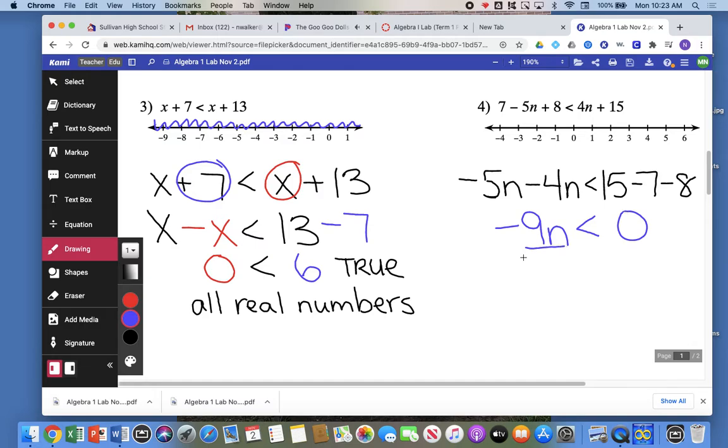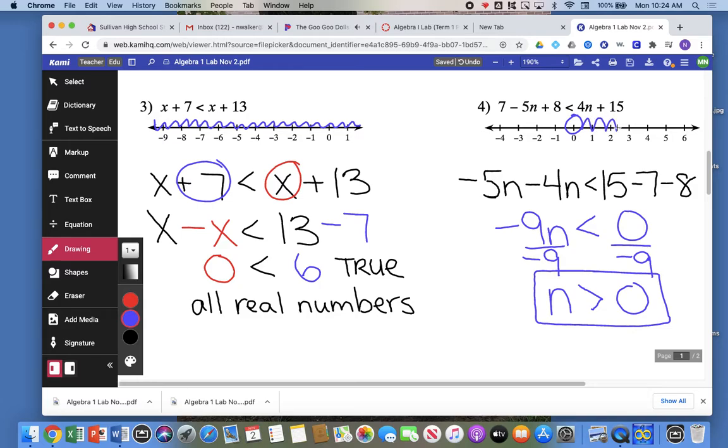All right, if I divide by negative 9, we still have an n. Now, do I need to flip this or keep it since I divided by negative 9? What's 0 divided by anything? 0. This is the correct solution. You are allowed to have a solution involving a 0. So guys, am I open or closed at 0? And which way am I shading? Since I flipped it, it now goes greater than, so which way do I go? To the right.